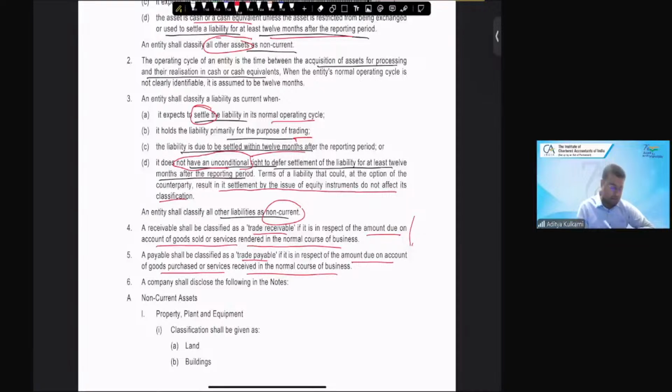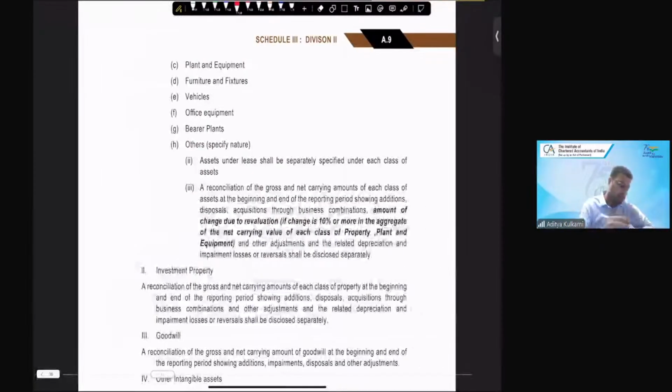The company shall disclose the following in the notes. Non-current assets: property, plant, equipment, with classification given as land, buildings, plant and equipment, furniture and fixtures, vehicles, office equipment, bearer plants, and others. For others, you shall specify the nature, disclose assets under lease specified separately under each class of assets, and give a reconciliation of the gross and the net carrying amounts.